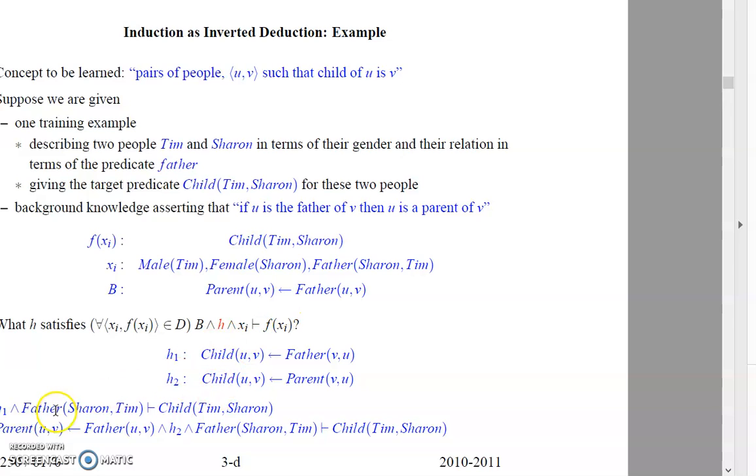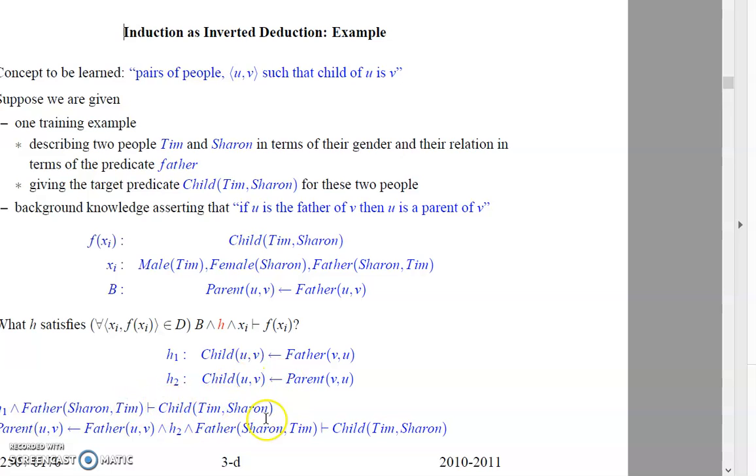If I apply the variables corresponding to H1 and the given father of Sharon comma Tim, then child of Tim comma Sharon, because our target concept is the predicate child, is deduced. It follows from the deduction of H1 and father of Sharon comma Tim. How do we say this? From H1, it says if father of v is u, then automatically child of u is v. This predicate is our given example. If I combine these two, I could find out my target concept, child of Tim comma Sharon. So this is from H1.